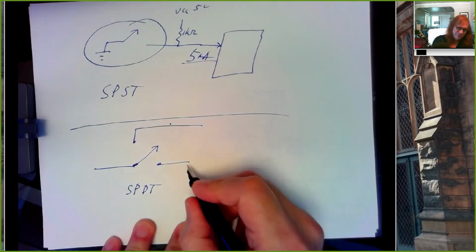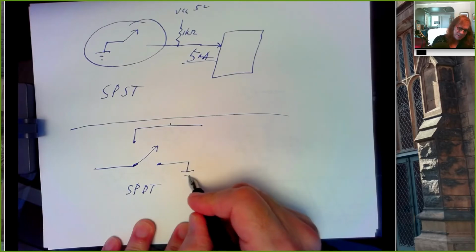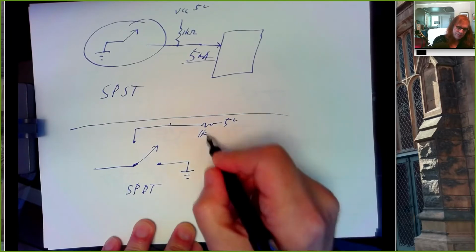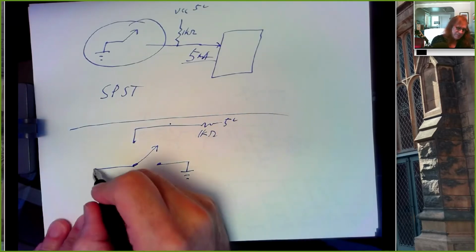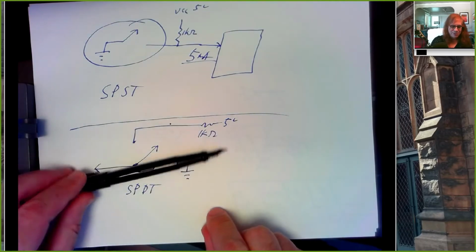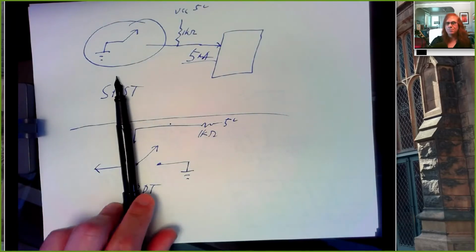If you have a single pole double throw switch, it's relatively easier to wire up an input like this. For example, I could take this and connect it to ground, and I could take this and connect it through a 1 kilo ohm to 5 volts, and this can go into my circuit. And if I put the switch down here, I've got a 0. If I put it up here, I've got a logic 1.